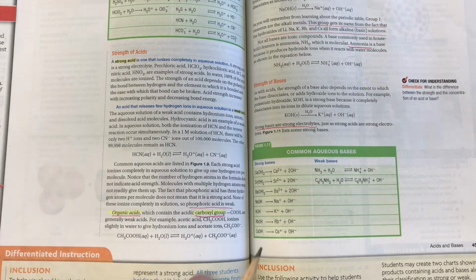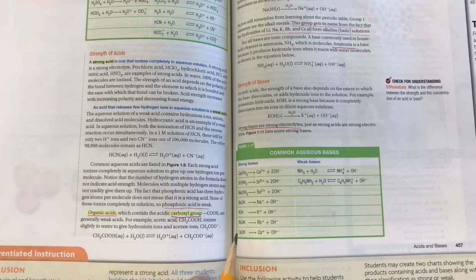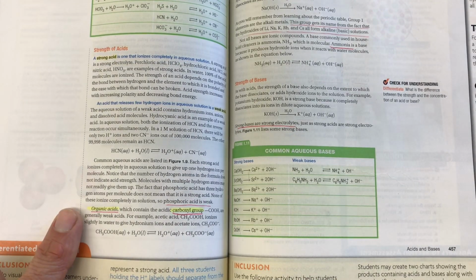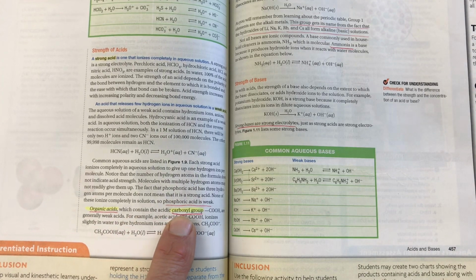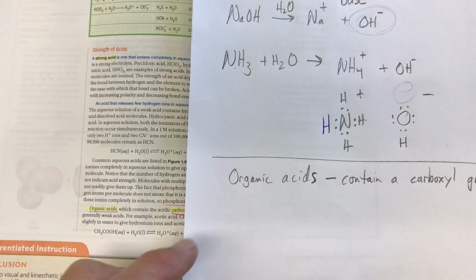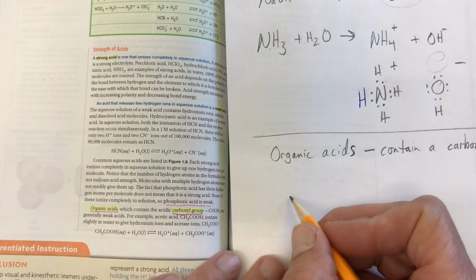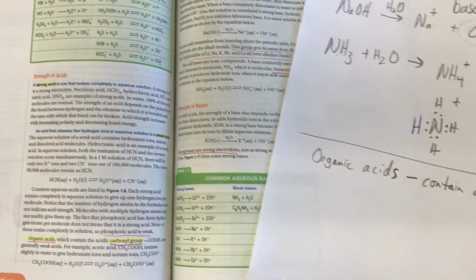Another aspect your book covers here is something called organic acids, and they have a carboxyl group. So another topic touched on in this section is organic acids. Organic acids are acids that contain a carboxyl group. Well, what's a carboxyl group? A carboxyl group, you've actually seen this before. Your book talks about here CH3COOH, which I call the Hatchu ion. And there's actually a drawing of the structural formula right up here. I'm going to draw it here.